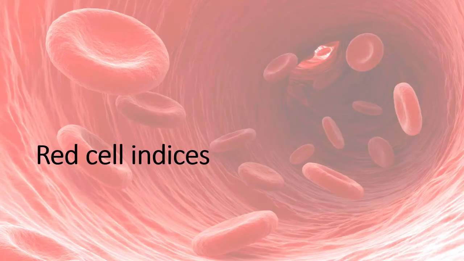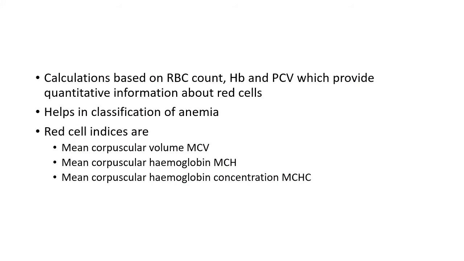Okay, first let's discuss the erythrocyte indices or red cell indices. Red cell indices are some calculations based on RBC count, hemoglobin and packed cell volume, which we discussed in our last class. They provide some quantitative information about the red cells. It was Winthrop who introduced these calculations, so they are also called Winthrop's constants. And these calculations are mainly used in the classification of anemia.